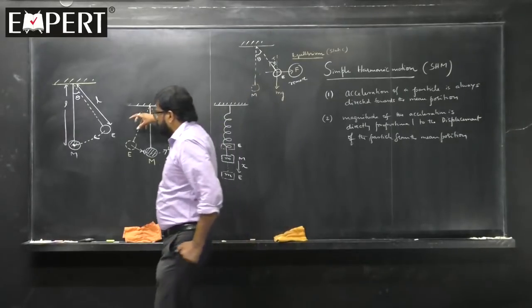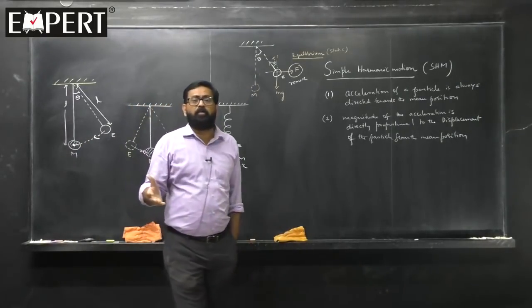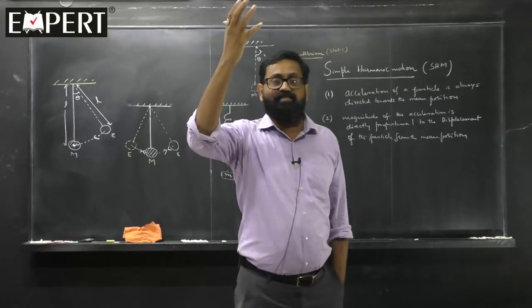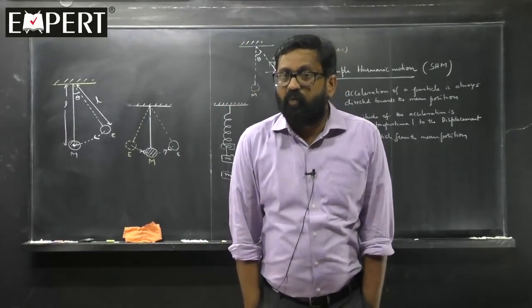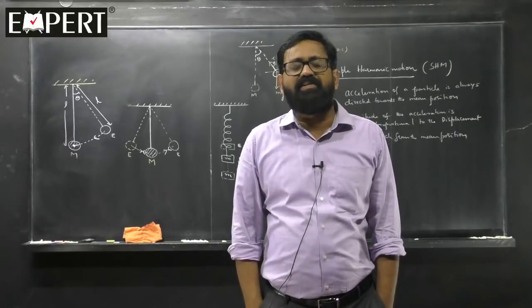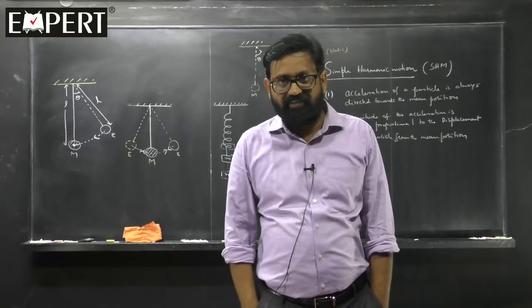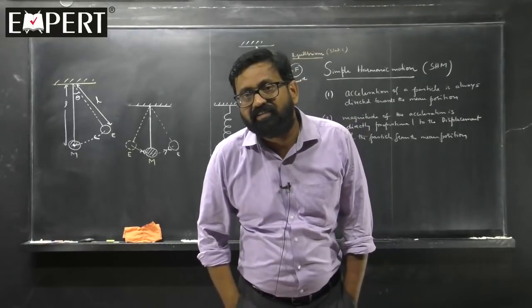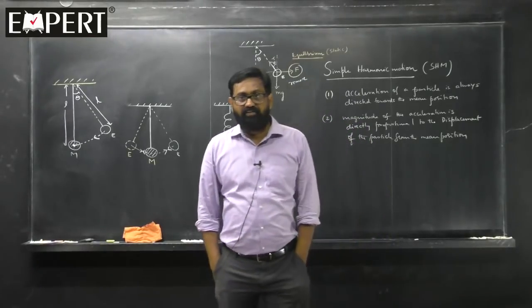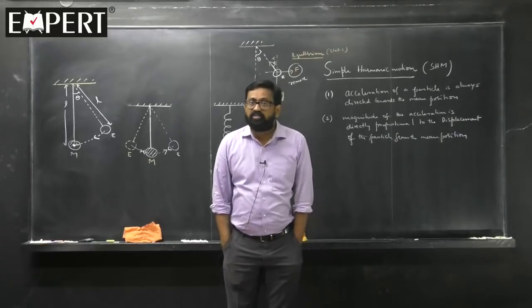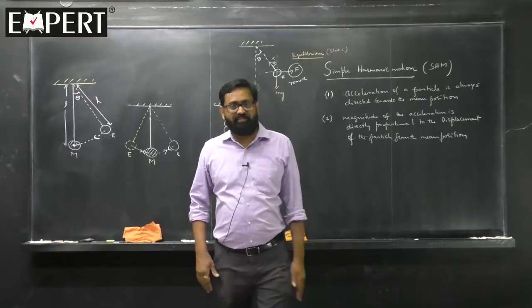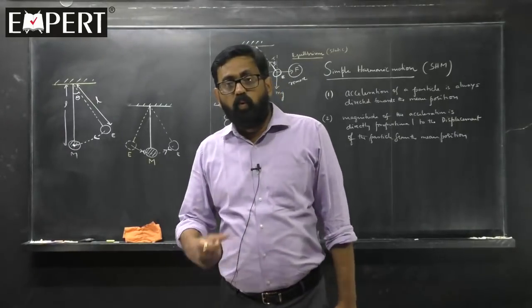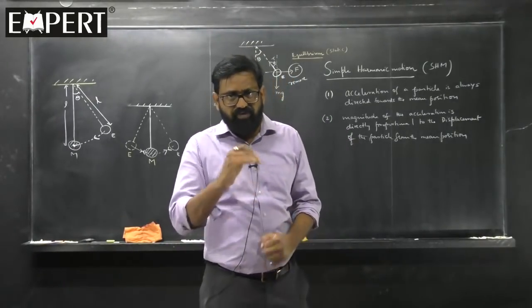When the bob starts moving towards the mean position, the velocity of the bob goes on increasing. The question arises: why is the velocity increasing? Because there is an acceleration. Since there is an acceleration, the velocity goes on increasing. Next question is, who is providing that acceleration? Wait for some time, you will come to know.